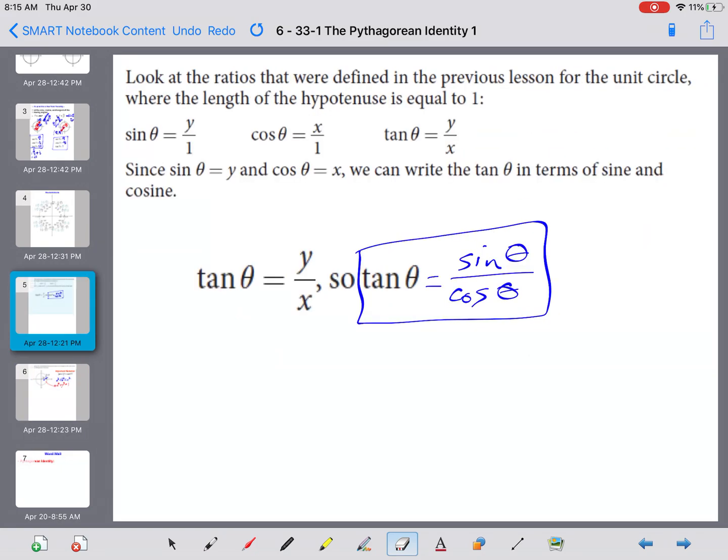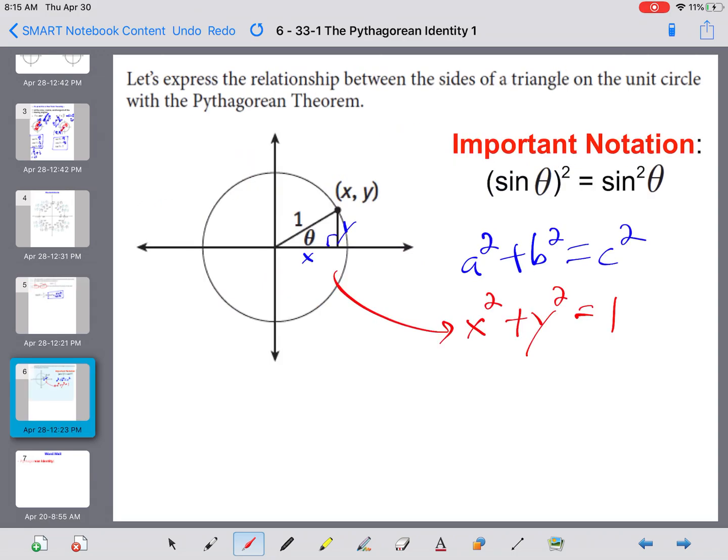Now, let's use that same substitution we used back here on the last page. Remember we said sine of theta is equal to y, cosine of theta is equal to x. So what I can do here is replace x with the cosine of theta, and I can replace y with the sine of theta, and that still equals 1. So this brings us to this relationship called the Pythagorean identity, okay?